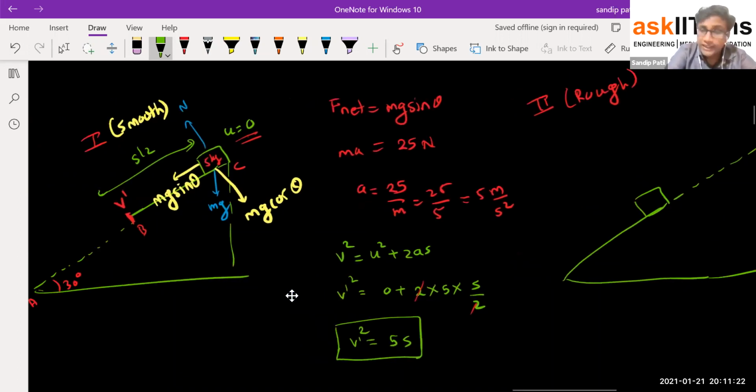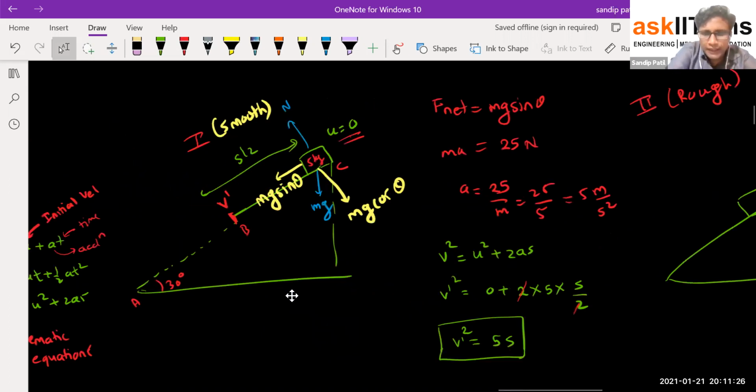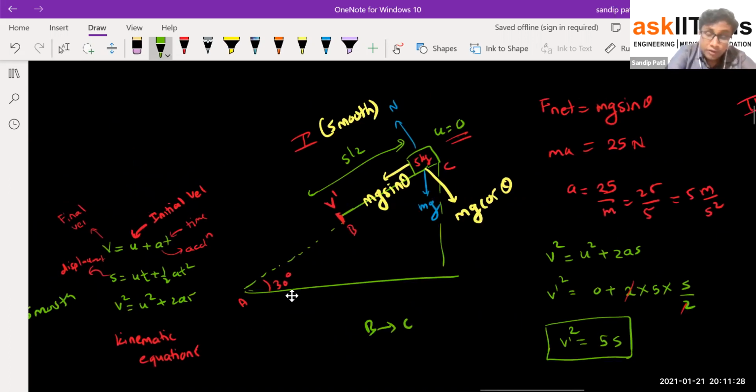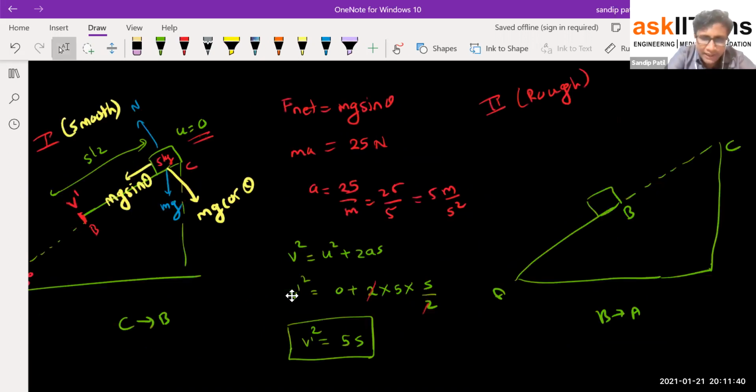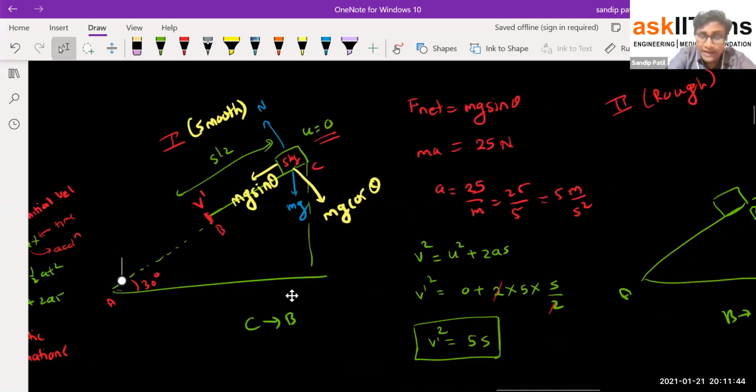What is the initial velocity at this point now? Now here we were talking about C to B part. Here we are going to talk about B to A. B to A means what? This is A point, this is B point, this is C point. Here what was the initial velocity? It is v dash, right? So v dash, I know the v dash.